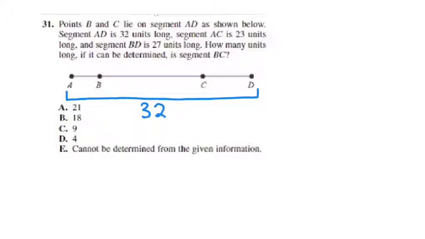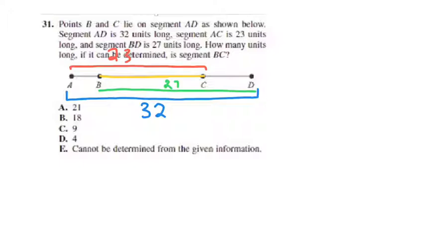Alright, then AC is 23, so from A to C, this chunk here is 23. And segment BD is 27, so from B to D in green there is 27. How many units long, if it can be determined, is segment BC? So we just want this piece in yellow here. Okay?